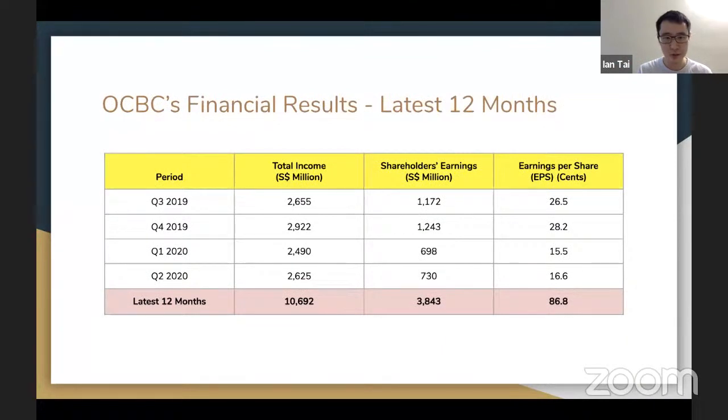So these are the latest 12 months financial results for OCBC Bank. It made about 10.7 billion Singapore dollars in total income. Shareholders' earnings were about 3.8 billion. So the earnings per share is 86.8 cents as of now.